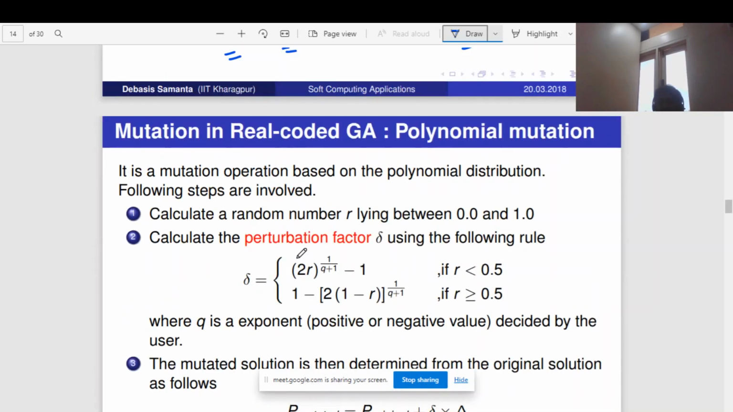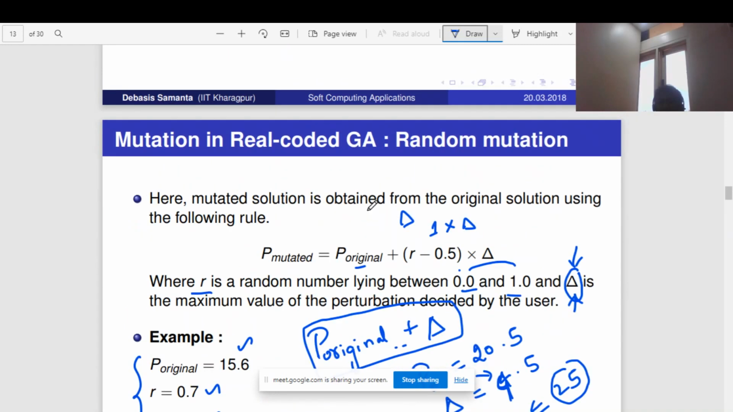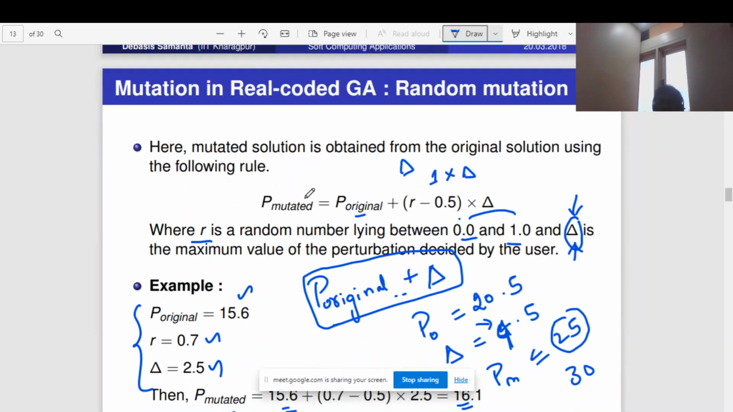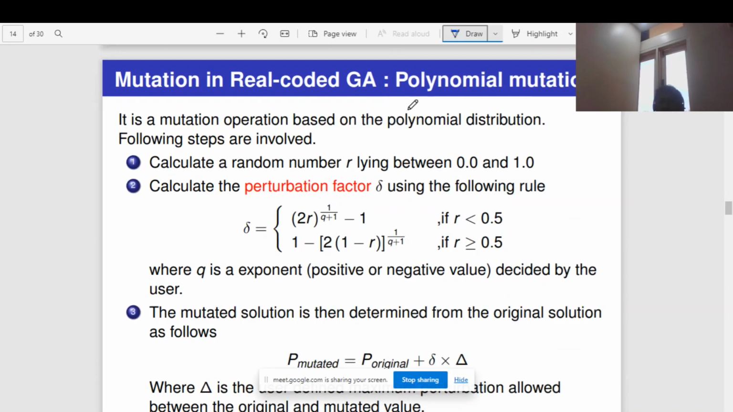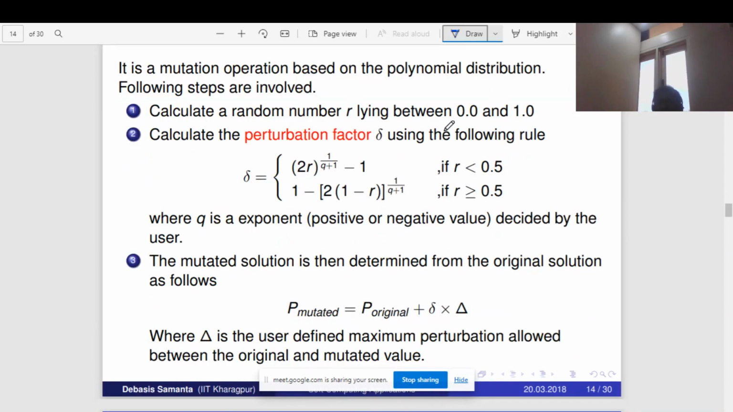So that's it about random mutation in real coded GA. It's a direct application of this formula. And then mutation in real coded GA with this next technique is polynomial mutation. Here also we use a random number R, which will be between 0.0 and 1.0, and then we use two more parameters. One is this dow and another one is this delta.